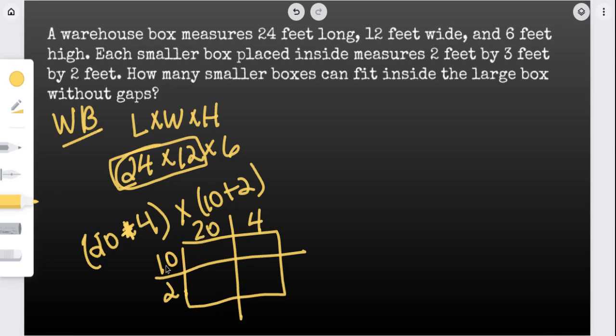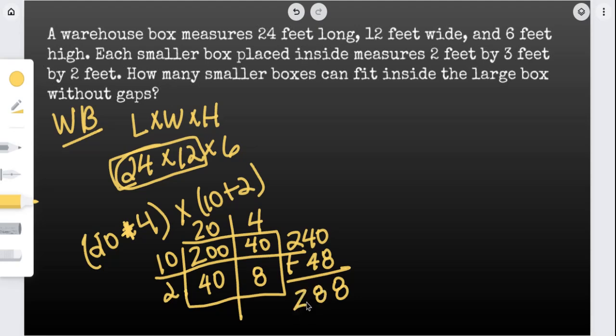10 times 20, 1 times 2 is 2 with those 2 extra zeros. 10 times 4 is 40. 2 times 20 is 40. 2 times 4 is 8. Now I'm going to add these up. I can see already I'm going to get 240 plus 48. And all I did there was 200 plus 40 to get 240, 40 plus 8 to get 48. And then add 8 and 2.